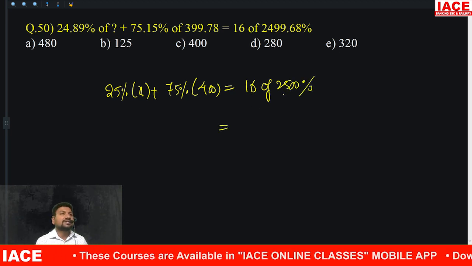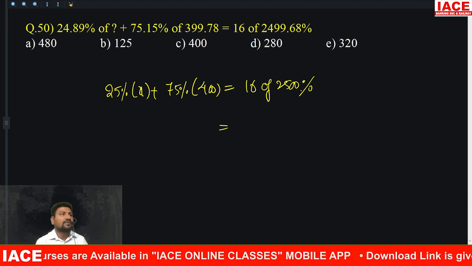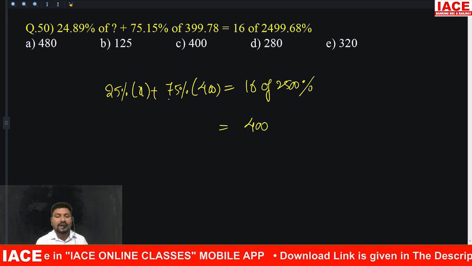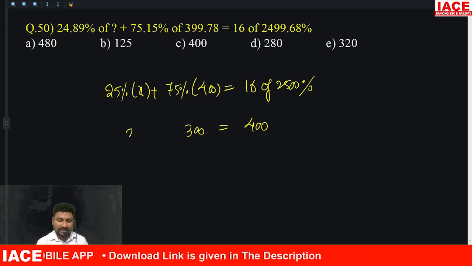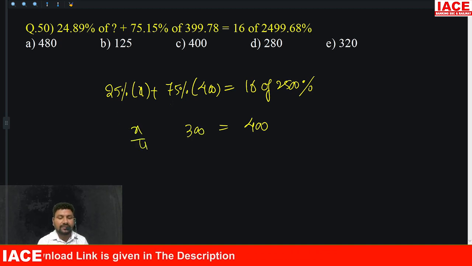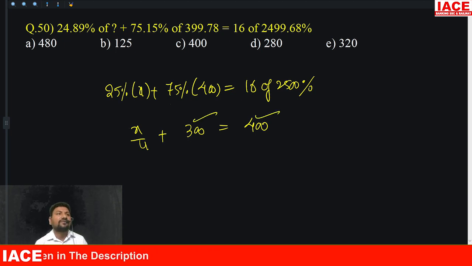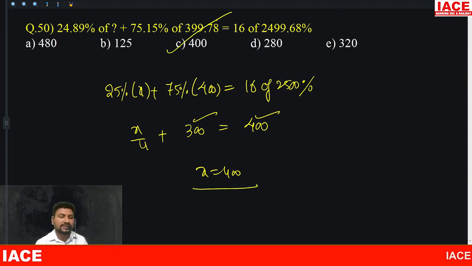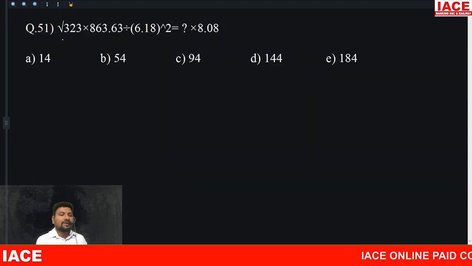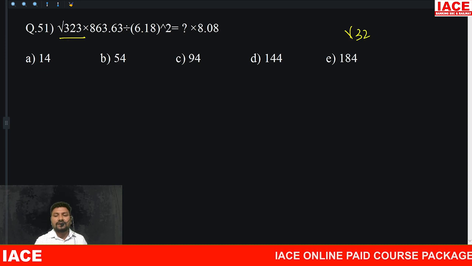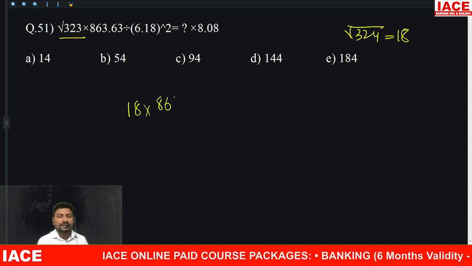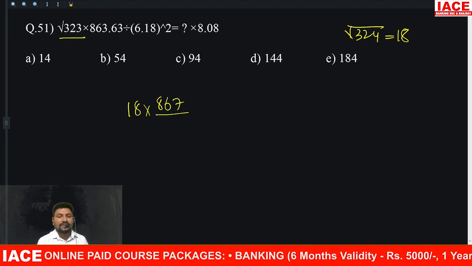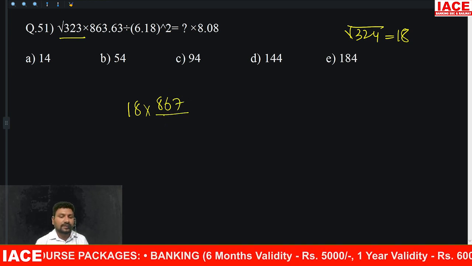25% of 1600 or 16% of 2500, both are the same, it is equal to 400. And 75% of 400 equals 300. 25% of x means x by 4. Then 300 is removed from 400, it's 100. 100 into 4 equal to what is the value? 400. Option C. Root of 323. Basically, root of 324, what is the answer? 18. 18 into 867 divided by 6. 864, yeah.